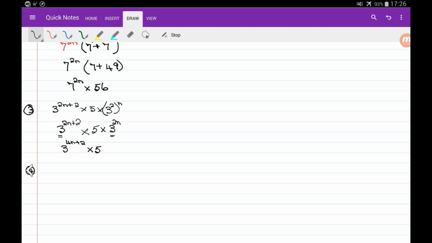If, however, the question had been 3 to the power of 2n plus 2 minus 5 times 3 to the power of 2n, that minus is telling me that I cannot simplify those base 3's. My target then becomes eliminate as much as I can of the exponential notation. I'm going to undo that power.